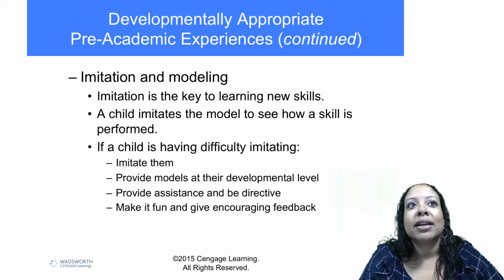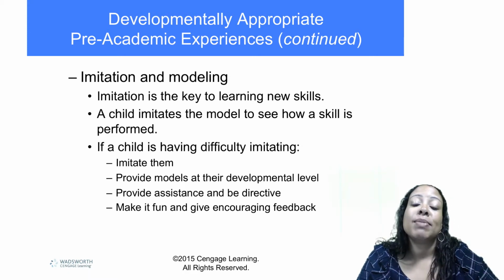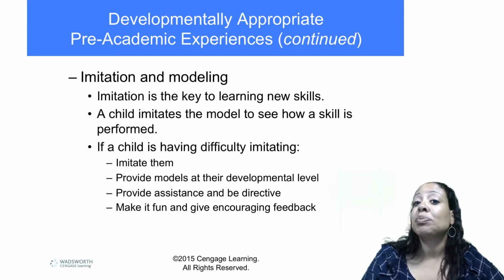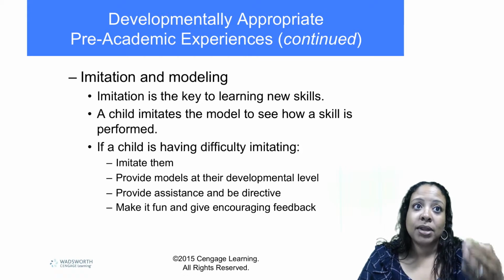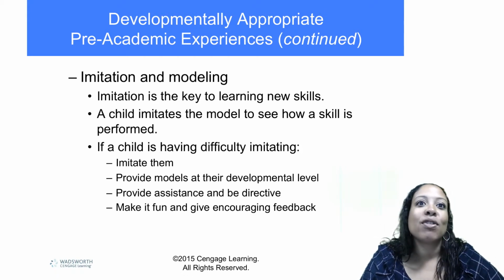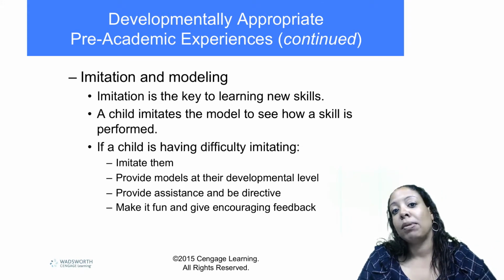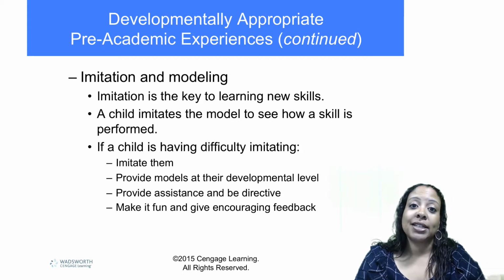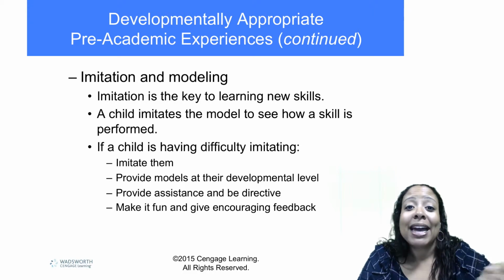Imitation and modeling. Imitation is the key to learning new skills. So children are going to imitate what they see, and this is how we help reinforce learning new skills. A child imitates the model to see how a skill is performed. If a child is having difficulty imitating, here are some things we can do. Imitate them instead. Provide models at their developmental level. So maybe they can't imitate what you as a teacher are doing, but maybe they can imitate what their classmate or peer is doing. Provide assistance and be directive. Make it fun and give encouraging feedback. Great job. I like the way you did that.